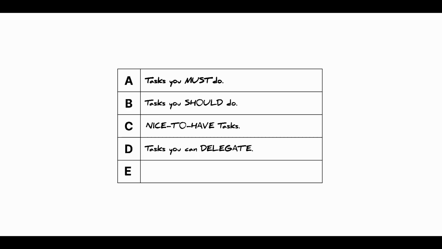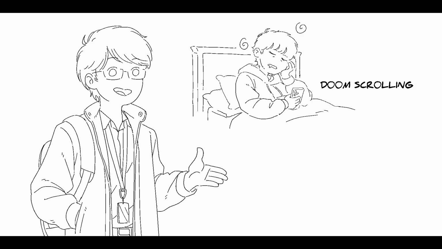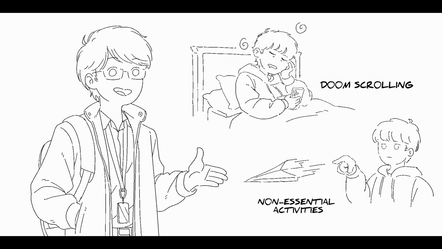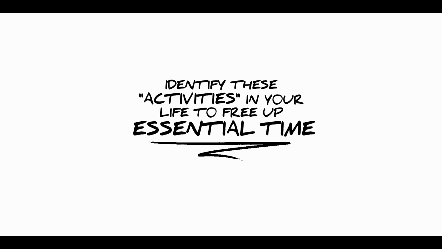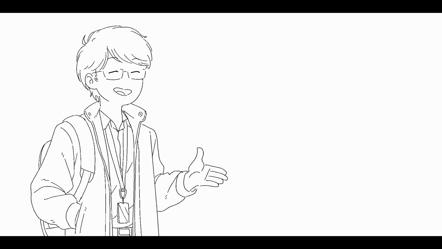Finally, we move on to E tasks, or tasks you can eliminate altogether. These are the distractions, things like unnecessary time wasters like staying up late, doom scrolling, or overcommitting to non-essential activities. Eliminating these frees up your time for what really matters most. It's key to identify these activities in your life to free up essential time. Once you've categorized your tasks using the ABCDE method, you'll have a clear picture of where to focus your energy.